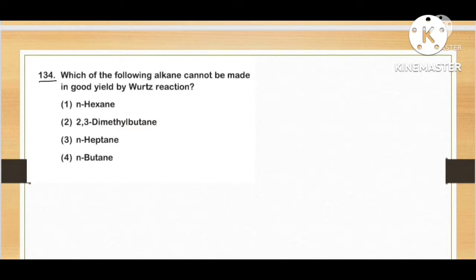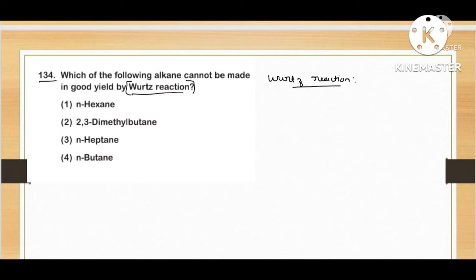Now let us see question 134. Which of the following alkanes can't be made in good yield by Wurtz reaction? By using a Wurtz reaction among the 4 options, which can't be prepared? Which alkane can't be prepared? Now let us try to understand what we mean by Wurtz reaction.